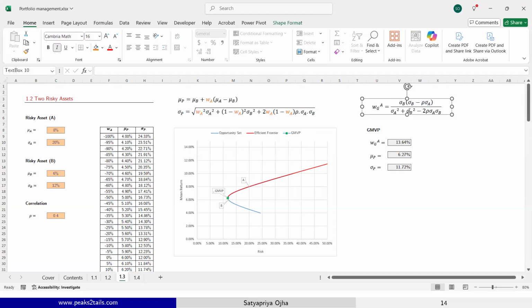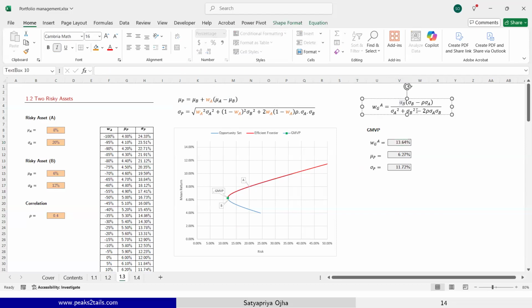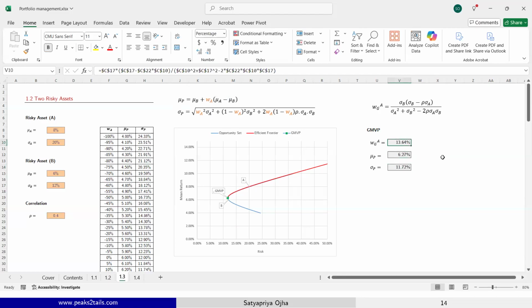This is the formula for GMVP, and I'm applying the same formula, everything is given. So just using the formula to calculate what is the allocation to asset A that will lead to GMVP. And with that allocation, you can calculate mu p and sigma p, because once you decide on the allocation, mu p is given by this and sigma p is given by this. Just plug in the value of wA, which is coming from the GMVP formula. So these are the mean and sigma associated with the GMVP.